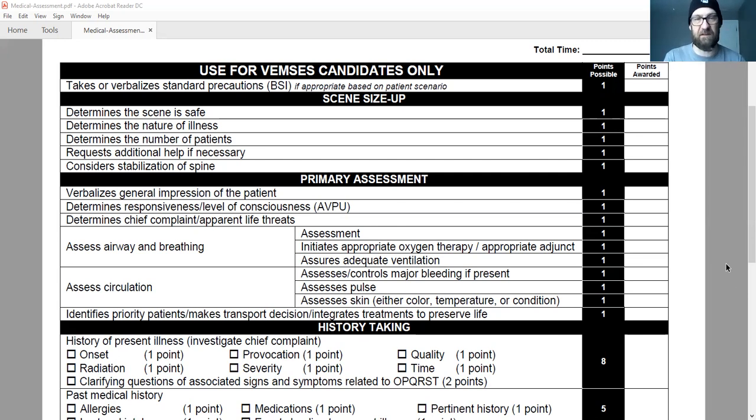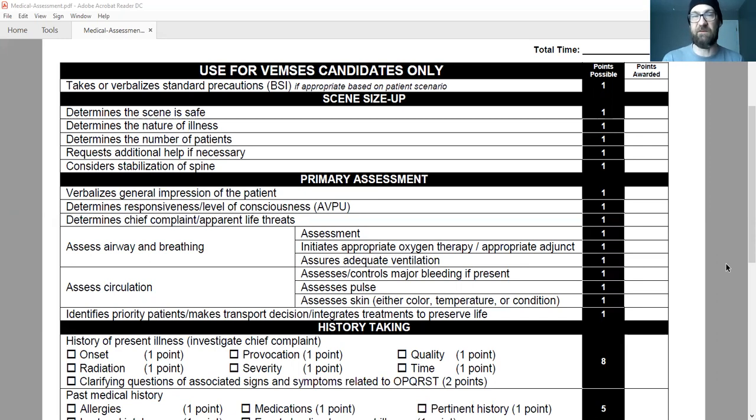They're showing positioning there. So my general impression is poor. I'm going to ask the patient at this point, this is where I introduce myself to determine responsiveness and level of consciousness. The easiest way to do that is to talk to the patient. So I'm going to introduce myself at this point and say, how you doing? My name's Joe. I'm with the rescue squad. Can you tell me what's going on today?